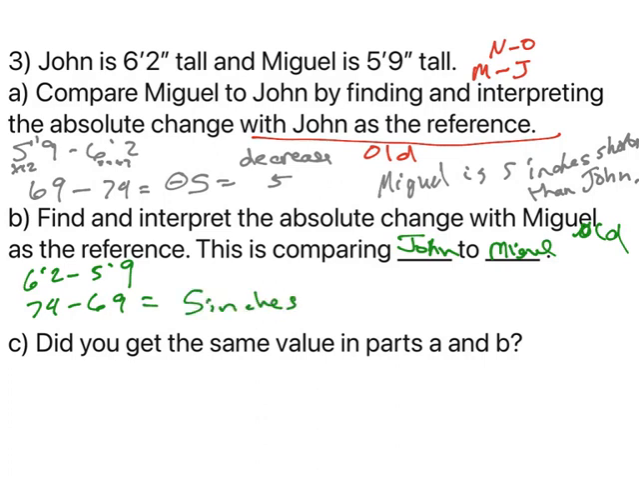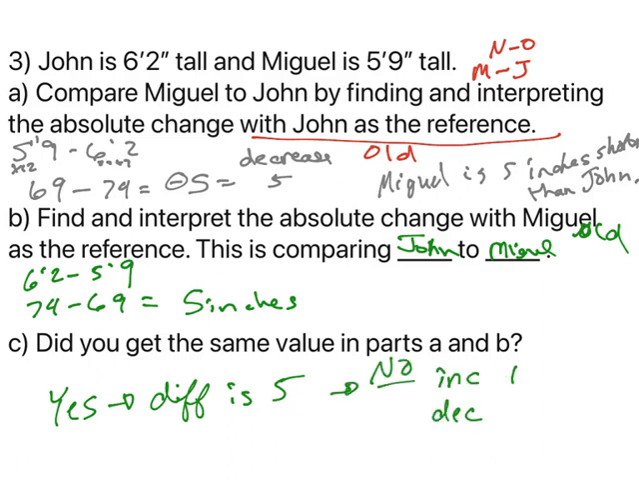So did you get the same value in parts A and B? Technically, yes, because the difference is 5. You might say, well, no, because one is taller and one is shorter. True, so you could say no because one is an increase and one is a decrease, or taller versus shorter. But the idea of absolute change is what is the difference between the two values? That is the idea. Difference is 5. So because the difference is 5, yes, we got the same values. The difference between the heights is 5, no matter how you look at it. And that is the idea of absolute change.